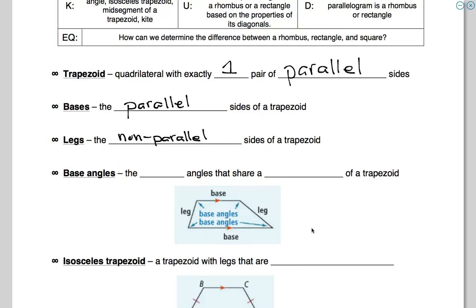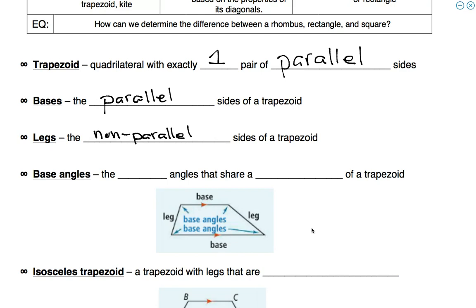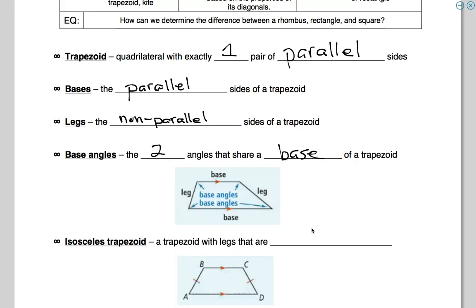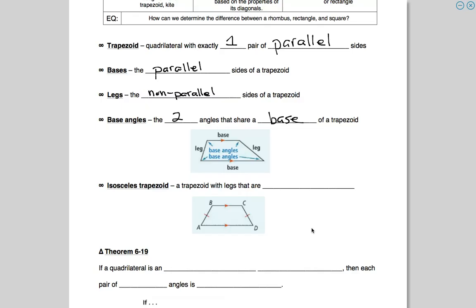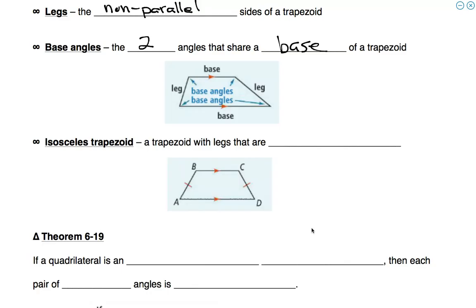Base angles are the two angles that share a base of a trapezoid. So there are two pairs of them. We have base angle, base angle, base angle, base angle. An isosceles trapezoid, so we'll get more specific here, is a trapezoid with legs that are congruent.